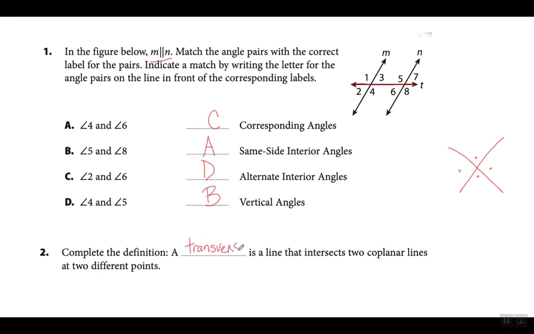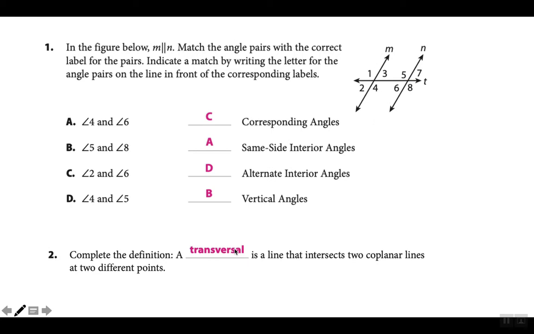So remember that. Okay? Esta pregunta está en la tarea y esta es la respuesta. Okay? Completar la definición. Un que es una línea que intersecta dos líneas coplanares en dos puntos diferentes. Un transversal. Alright, moving on.